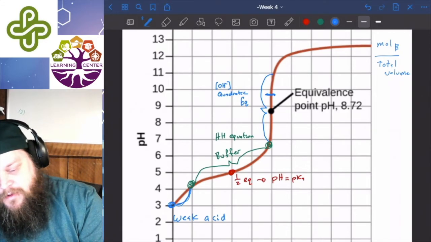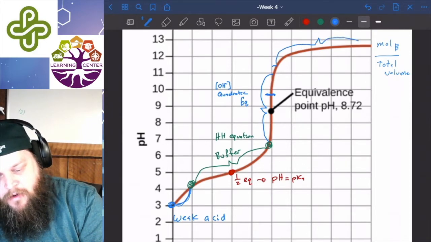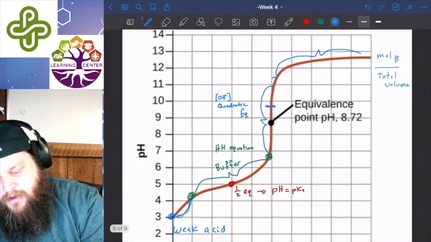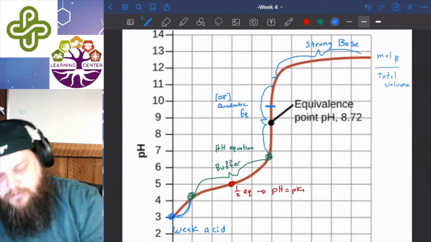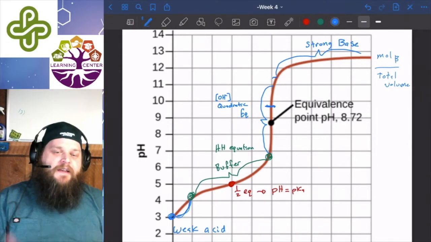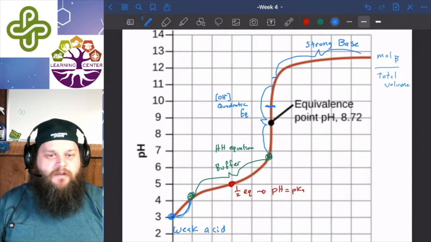After the equivalence point, just as it starts to go up, in this whole region here, we just treat this as a strong base. So it's any excess moles of base that you add divided by the total volume of the solution at that point.